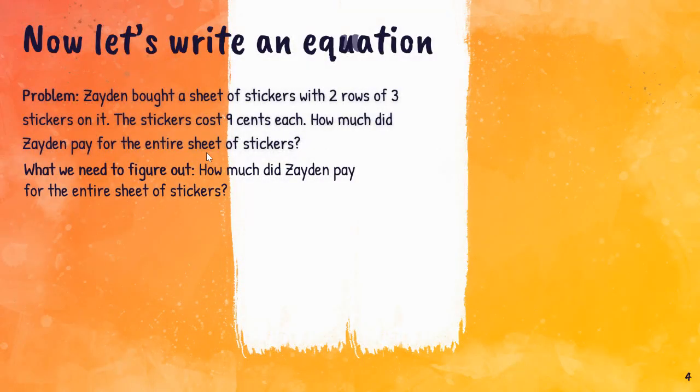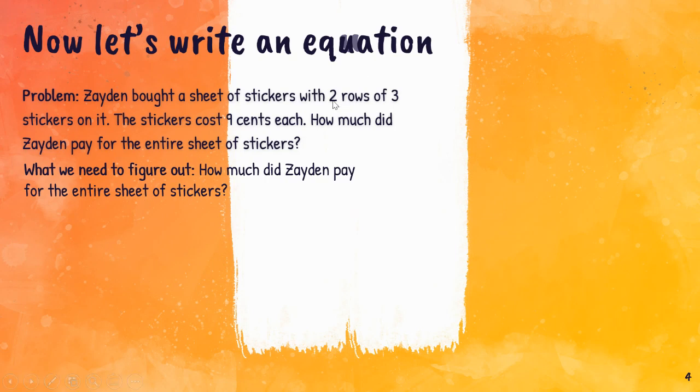Now let's write an equation. So here I have our problem again. Satan bought a sheet of stickers with 2 rows of 3 stickers on it. The stickers cost 9 cents each. How much did Satan pay for the entire sheet of stickers? Now I also have here, what do we need to figure out? How much did Satan pay for the entire sheet of stickers?